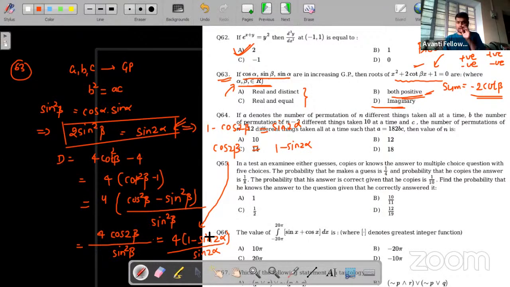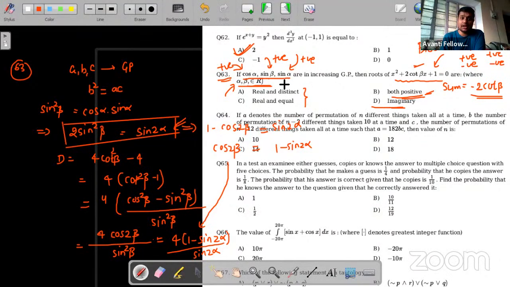Clear? Any doubt till here? Now you can see that I told you every next term will be positive. So sine beta should be positive, sine alpha should be positive, and cos alpha should be positive. That is how we are going to make an increasing GP. Let's say if cos alpha is negative and sine beta is positive, then the ratio will be negative, because positive upon negative is negative, which is not possible because we have to make an increasing GP.